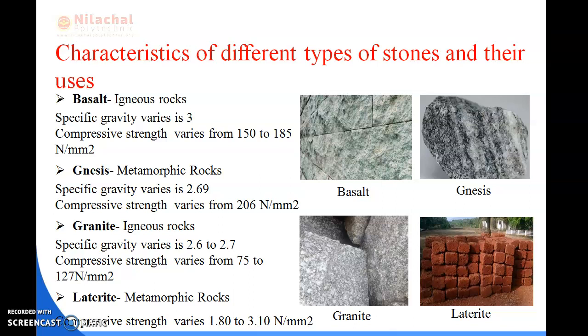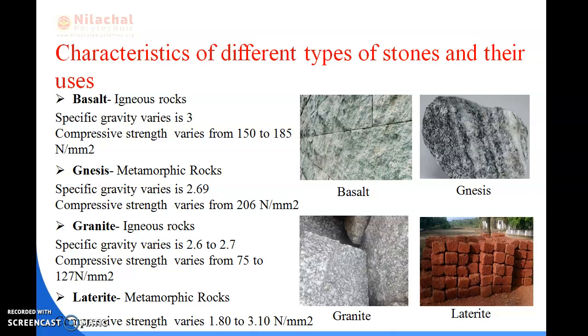And next is gneiss. Gneiss is known as metamorphic rocks. It's a type of metamorphic rock, and its specific gravity mainly varies up to 2.69. Okay, we don't have any unit in specific gravity.